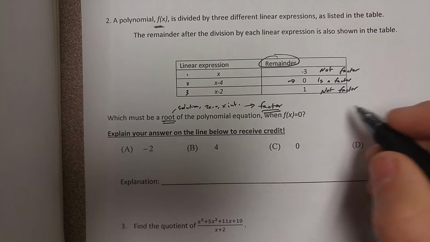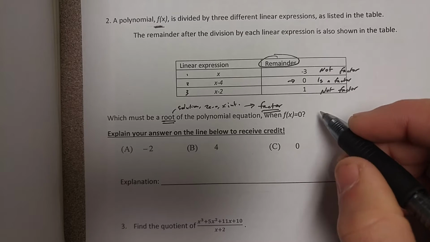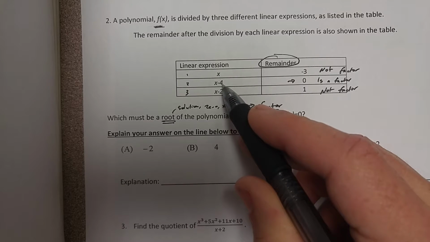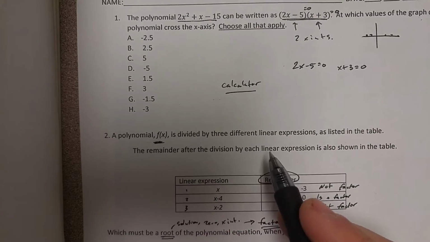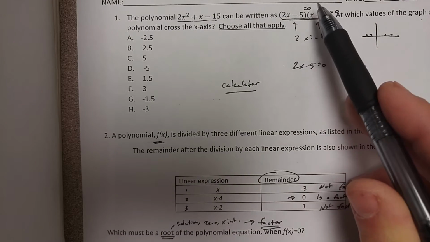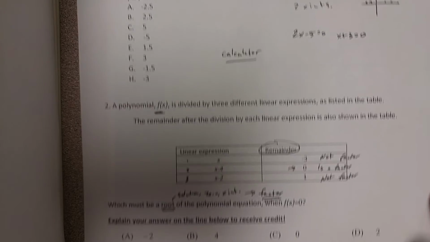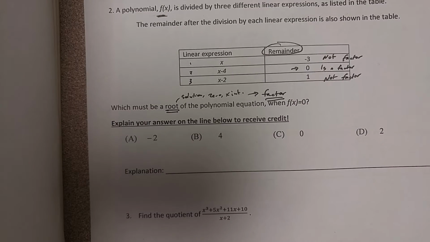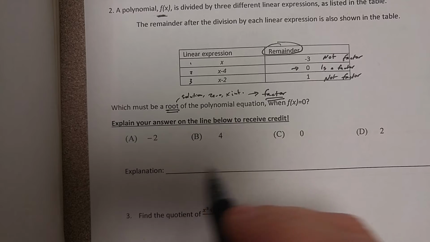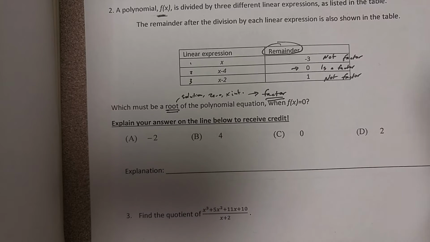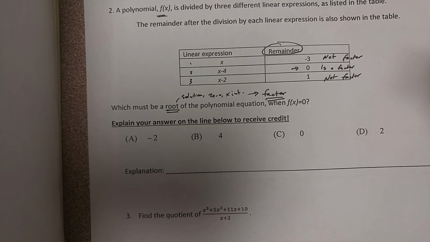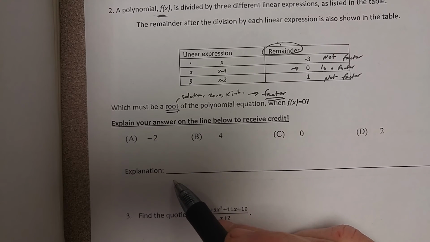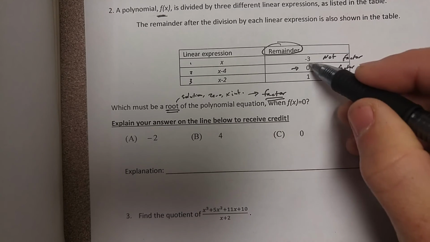But remember that when you have a factor, just like we did in number 1, you're going to set your factor equal to 0 and solve it. So you have to be careful about what the sign of your answer is going to be. So you'll pick which one of these it is based on which one was a factor, and then the solution to that factor. And then your explanation is going to say something about this remainder being 0.